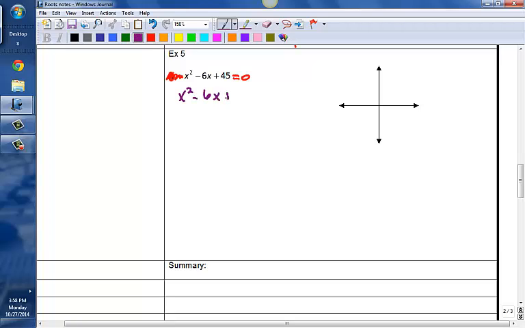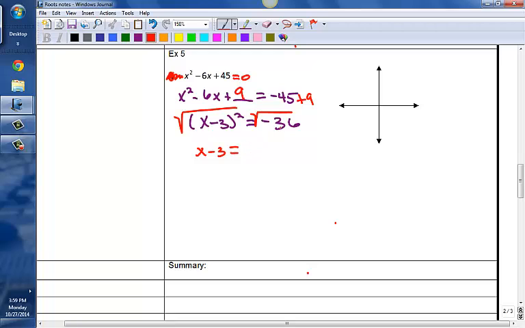Solve it like normal. I'm going to run through this one a little bit faster since we've done this a million times. Oops, forgot to fill in the blank. That'll be a 9. 6 divided by 2 is 3. 3 squared is 9. Now I'm just square rooting both sides like normal. So you end up with x minus 3 equals the square root of negative 36.